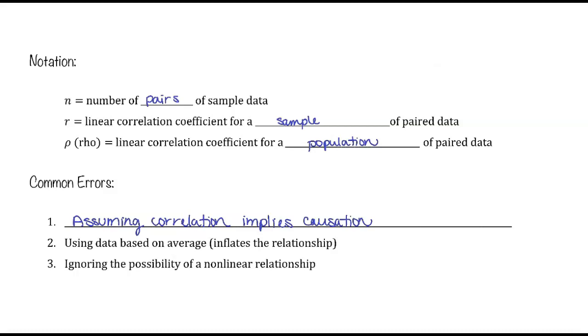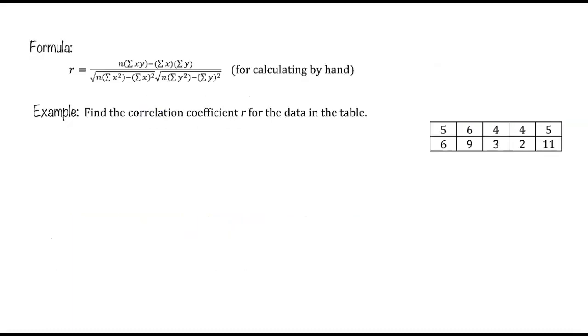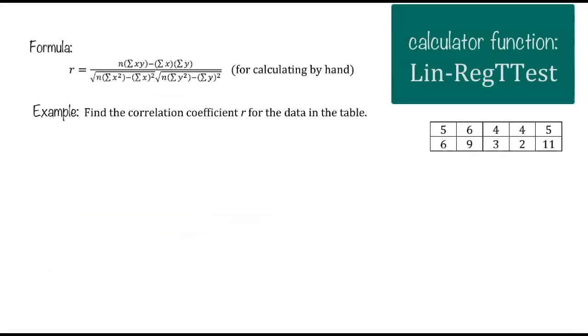So let's talk about how we calculate R. R can be calculated by hand using this formula or using our calculators using the function LinRegTTest, linear regression t-test. Keep in mind that with R, we will always round to 3 decimal places. Let's take a look at this example data and practice calculating R.